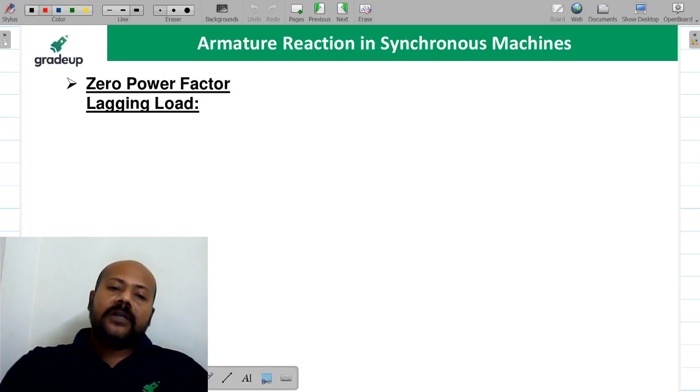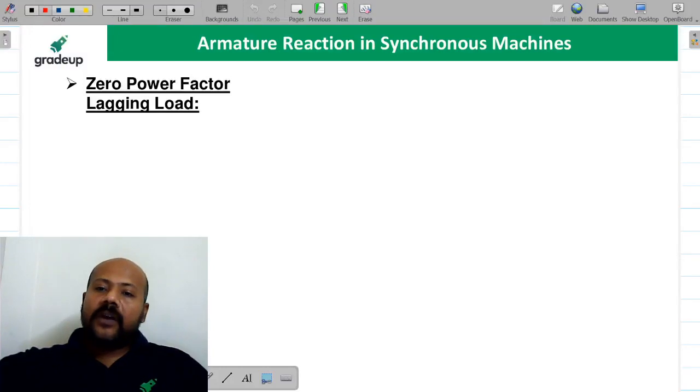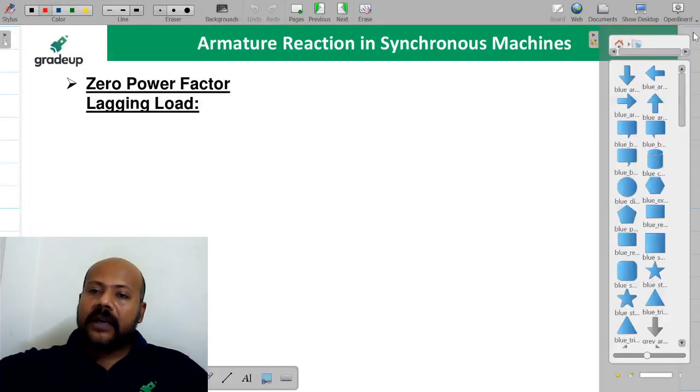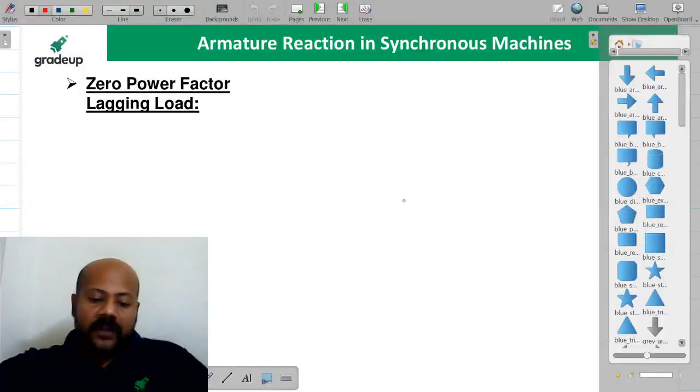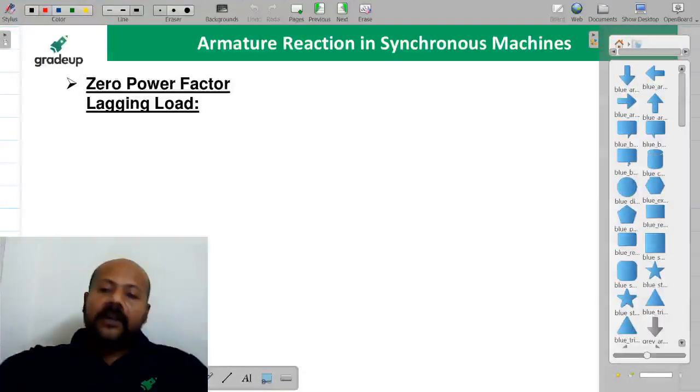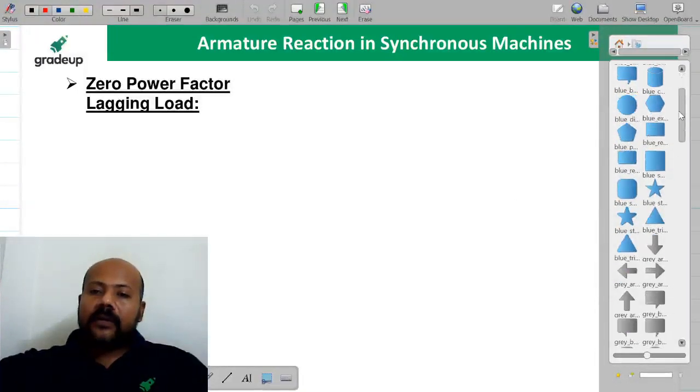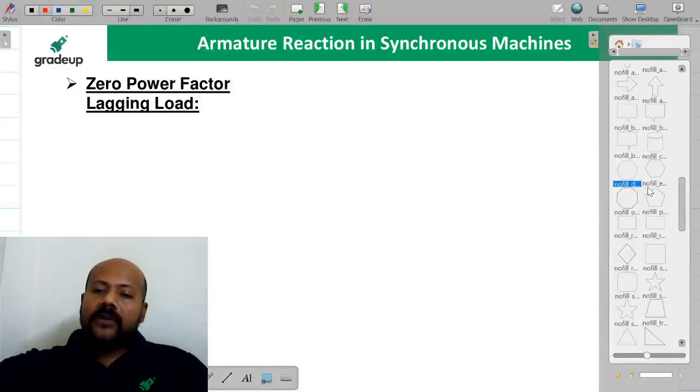Now we are going to discuss the zero power factor lag condition. All of you please tell me, are you comfortable with this? And if you have any doubt, then you can ask me. Now we are going to discuss the zero power factor load condition.